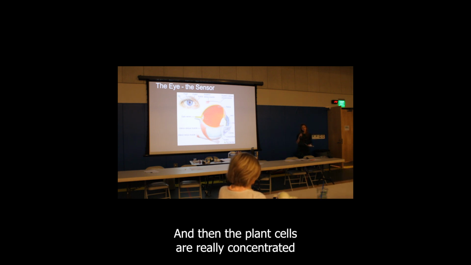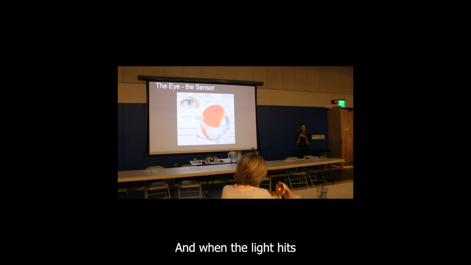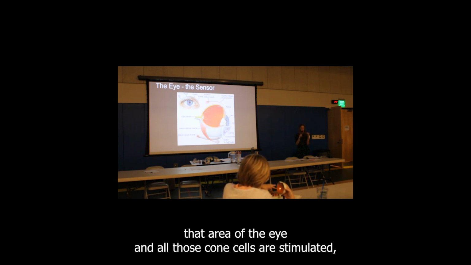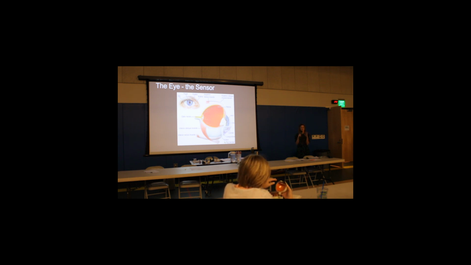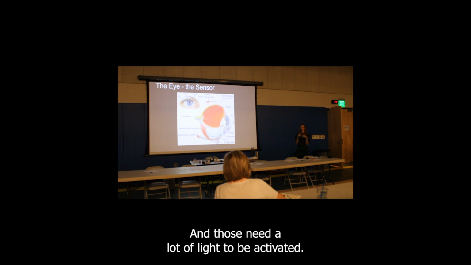And then the cone cells are really concentrated at one area in the retina called the macula. And when the light hits that area of the eye and all those cone cells are stimulated, that's giving us all of that sensory information about color and detail. And those need a lot of light to be activated.